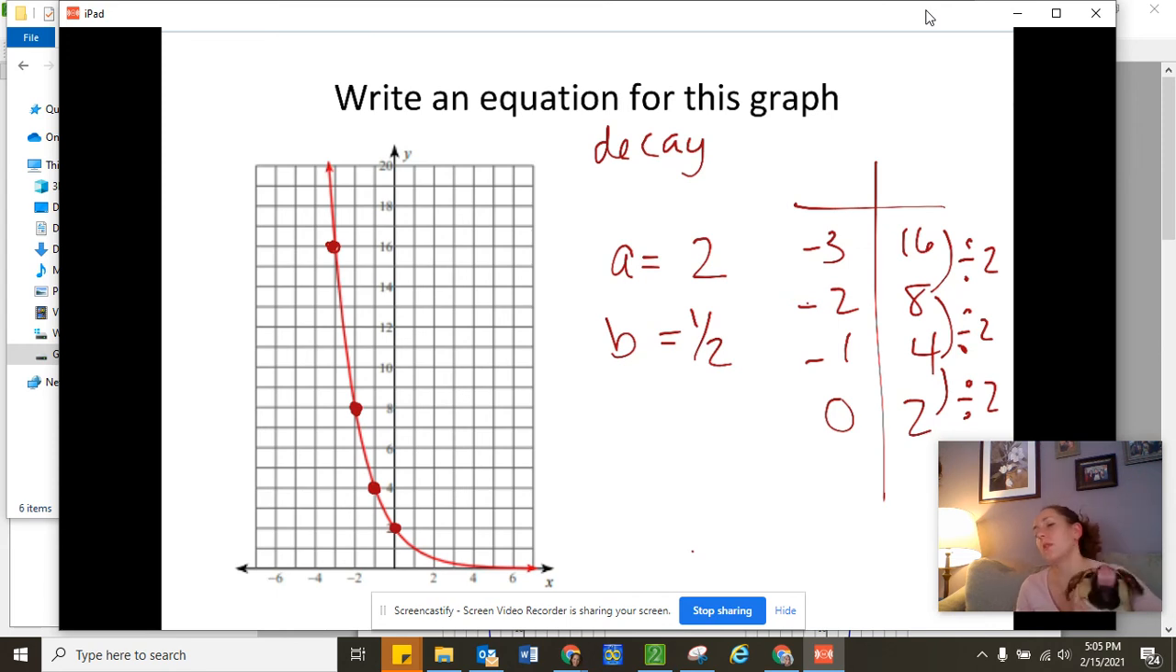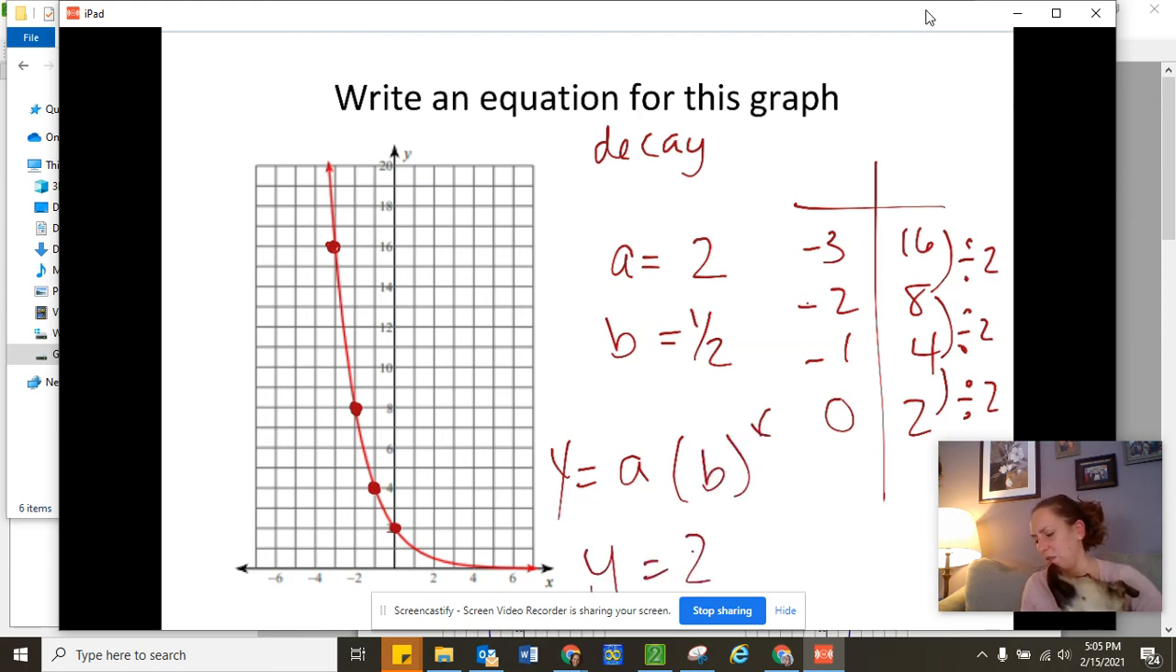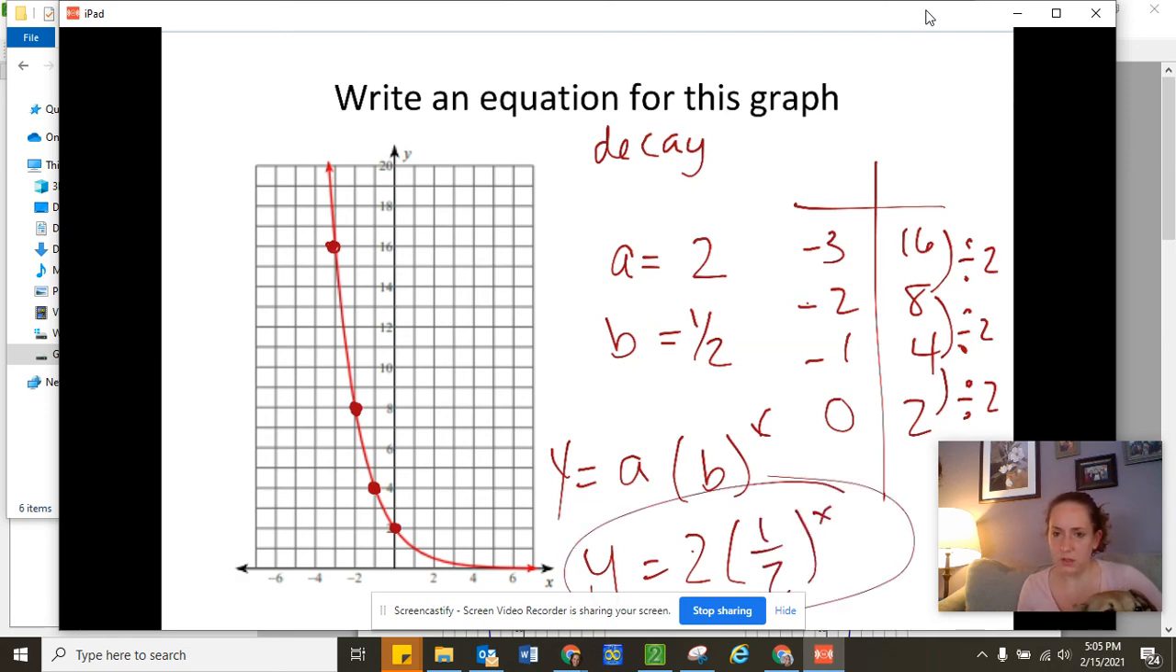Okay. So if it's decay, generally it's going to be like 1/2, 1/3, 1/4, something like that. So my equation is going to be a times b to the x, which in this case is 2 times 1/2 to the x. That would be your answer.